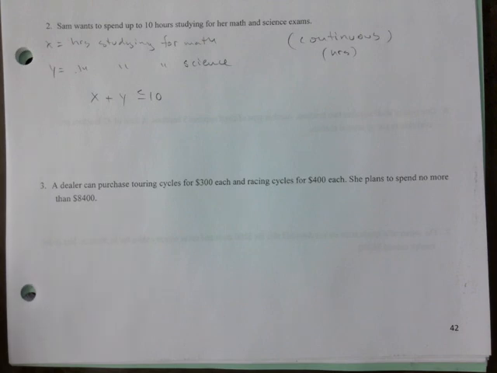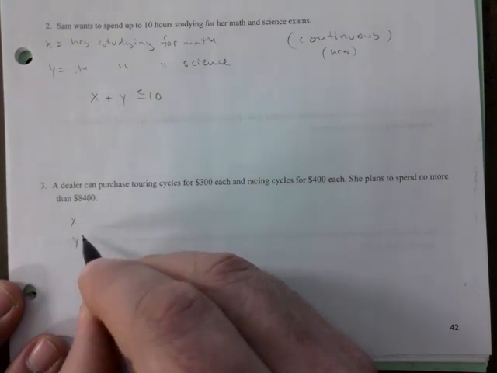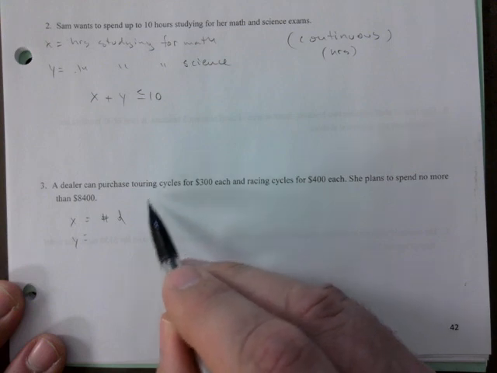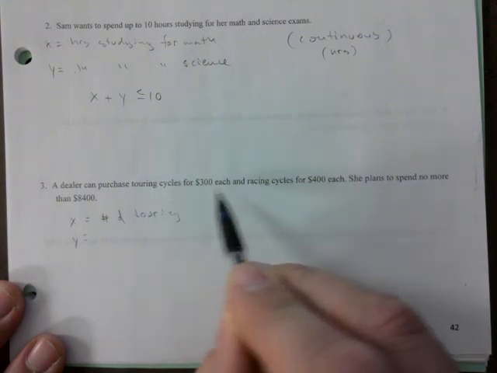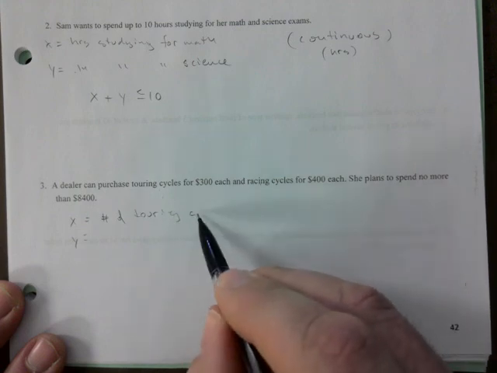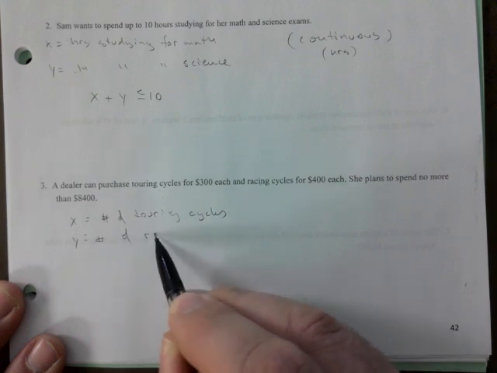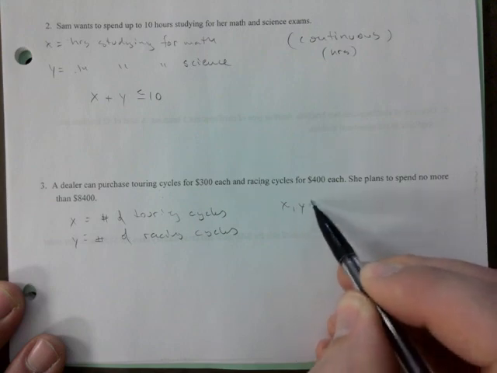There we go. A dealer can purchase touring cycles for $300 and racing cycles for $400 each. She plans to spend no more than $8,400 on that, right? So X and Y would be number of touring, racing. We tend to keep them in order. So X is just touring cycles, and Y would be number of racing cycles, right? X, Y is greater than or equal to 0.